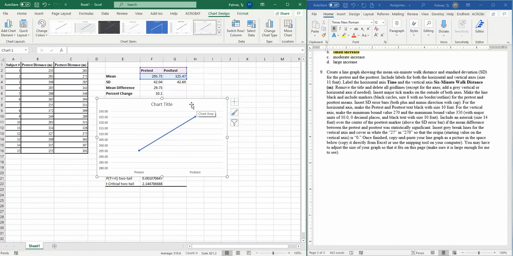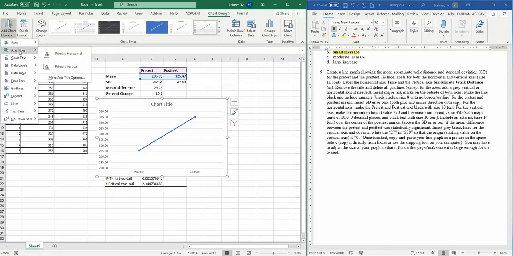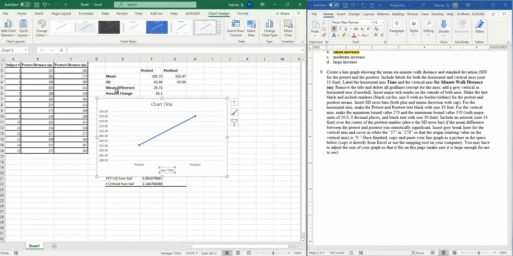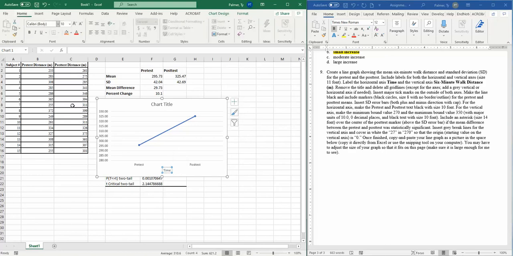To add those axes labels, highlight the graph just as I've done, go to Chart Design, go to Add Chart Element, go to Axis Titles. Let's do the horizontal first. It says for the horizontal axis, let's label that time. So I'm going to label that time. I'm also going to, if we go up to the Home tab while this is highlighted, change this to black font, just to make it a little bit easier to see. I'm going to bold it just like it is here in the problem.